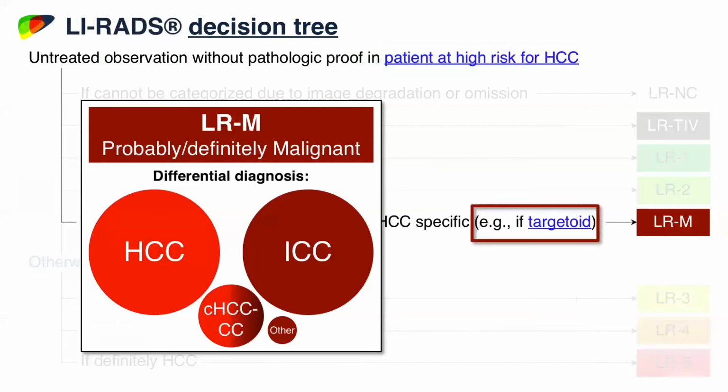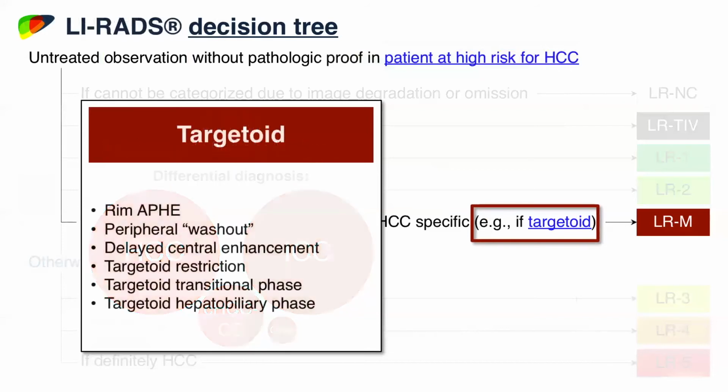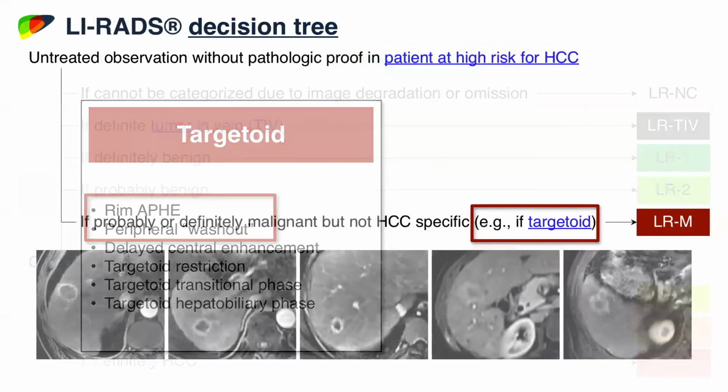But this is what I want to emphasize. You call it an LRM when you see targetoid enhancement. Now, targetoid enhancement can have different manifestations: rim APHE, peripheral washout, delayed central enhancement, targetoid restriction, targetoid appearance on the transitional phase, targetoid appearance in the hepatobiliary phase. In the interest of time, let me not go through all of these. Let me just focus on two, rim APHE and peripheral washout.